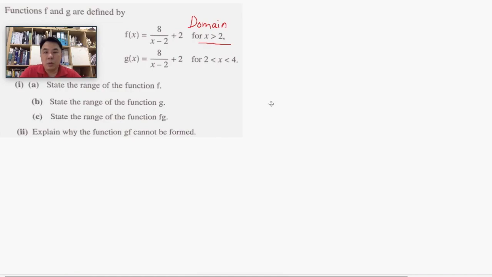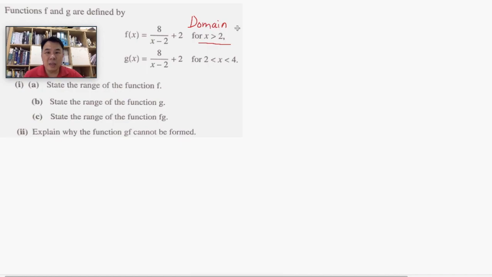The domain is more than 2. Now, using a bit of intuition and number logic, for any real numbers x that is greater than 2, we notice that the denominator would increase as the x increases. So therefore, the value of f would be reducing or would be decreasing as x increases more than 2. All right. So knowing this is very, very important.